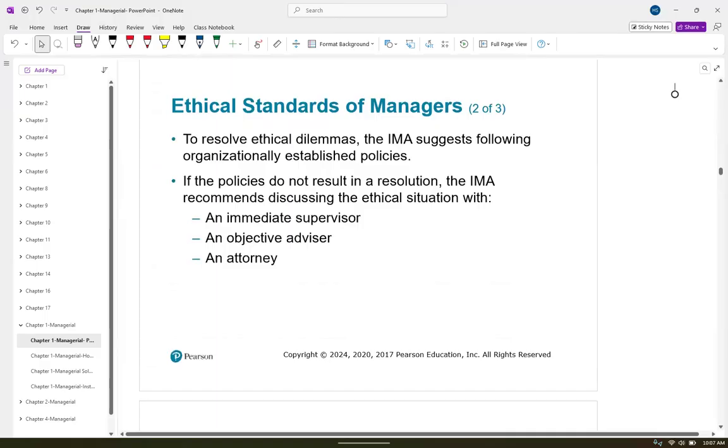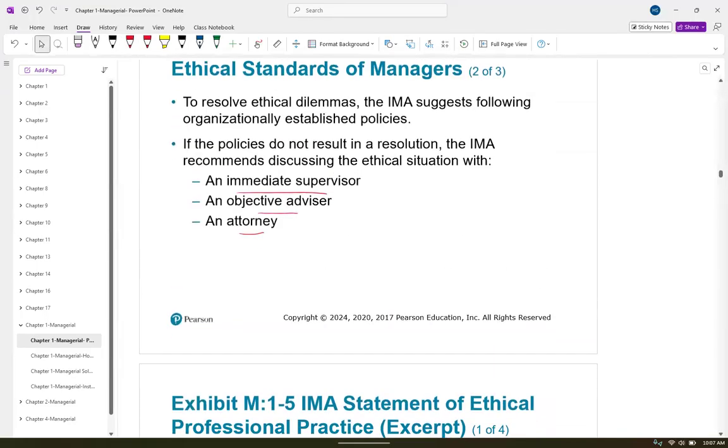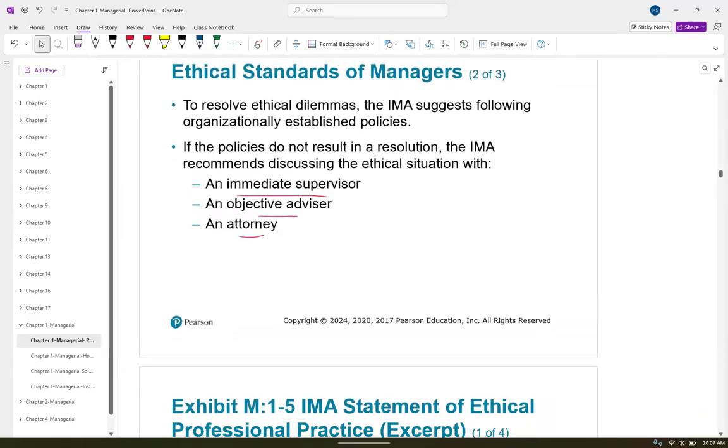So to resolve any ethical dilemmas, the IMA suggests following the organization's established policies. If those policies do not result in a resolution, then they suggest going to your immediate supervisor, an objective advisor, or even an attorney. In some of those cases that we talk about, Enron and WorldCom, those people who were working internally probably got themselves an attorney really fast because they knew there was fraud and they didn't want to go to jail for it looking like it was their fraud.